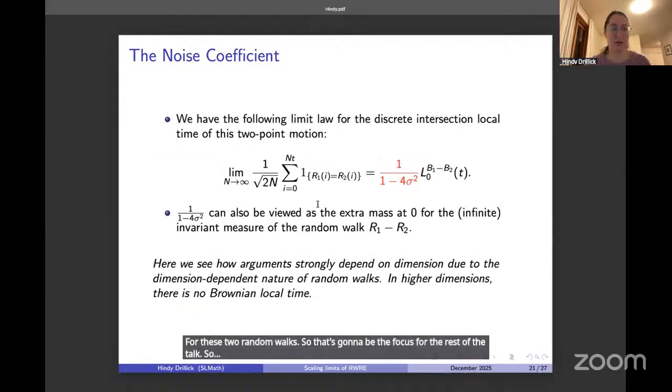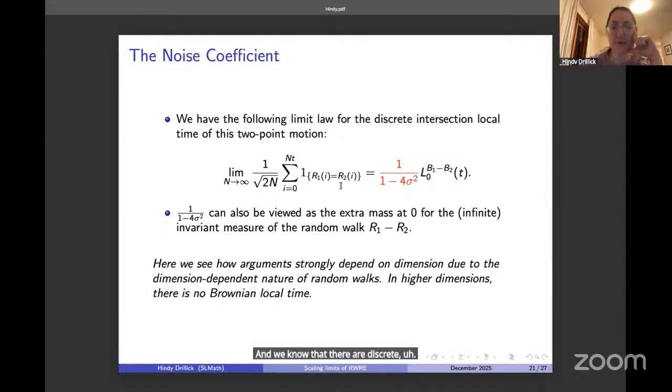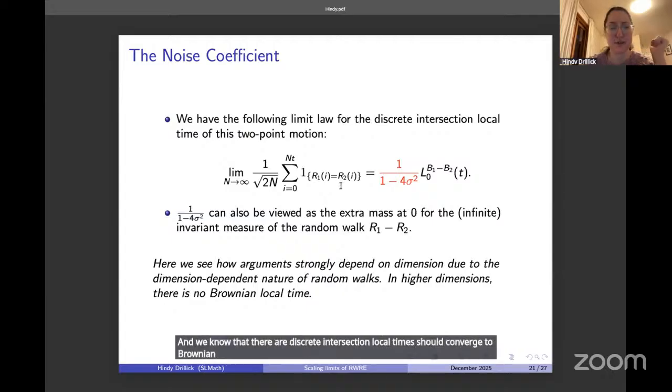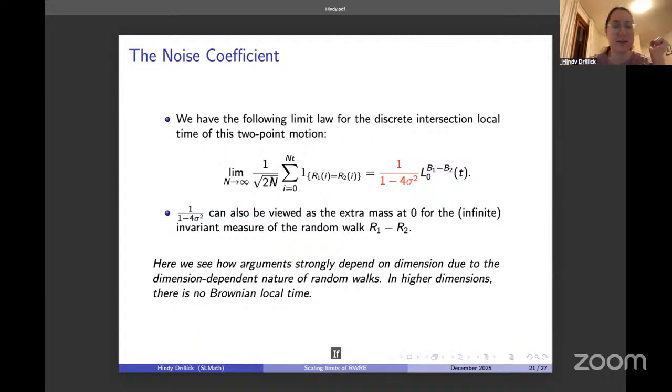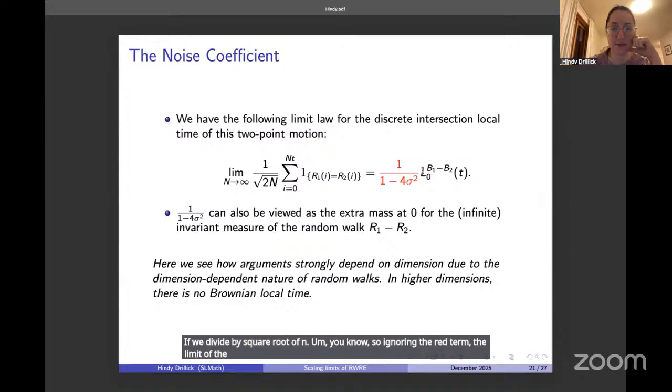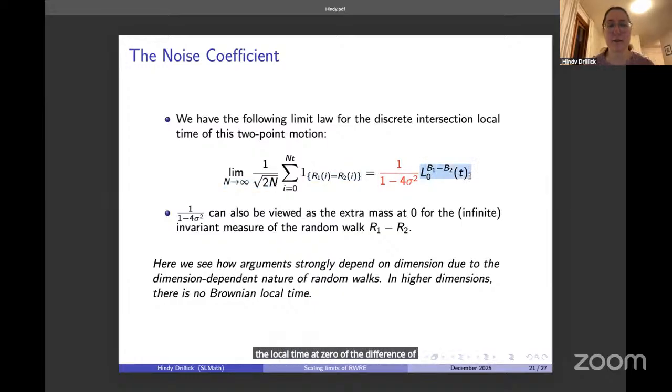So suppose R1 and R2 were just two independent, simple, symmetric random walks. Then we know that their discrete intersection local time should converge to Brownian intersection local time if we divide by square root of n. So ignoring the red term, the limit of the discrete local time converges to the local time at 0 of the difference of two independent Brownian motions.